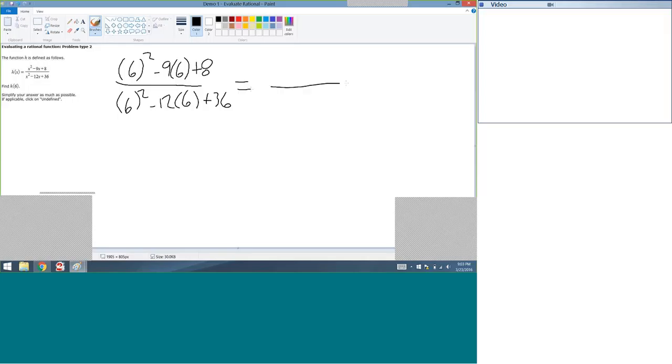So starting with the top, I'm just going to break it down. We're going to get a 36 minus 54 plus 8. Then on the bottom, we're going to get 36 minus 72 plus 36. If we combine everything up top, we should end up with a negative 10. And the bottom actually is going to end up giving us a 0.